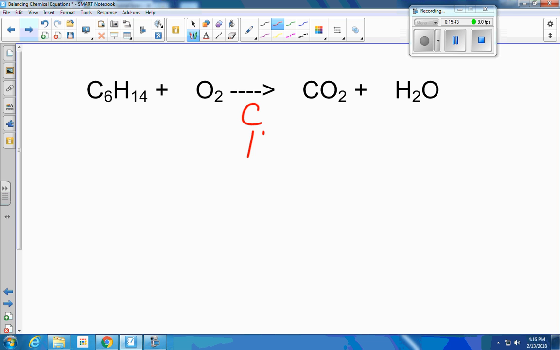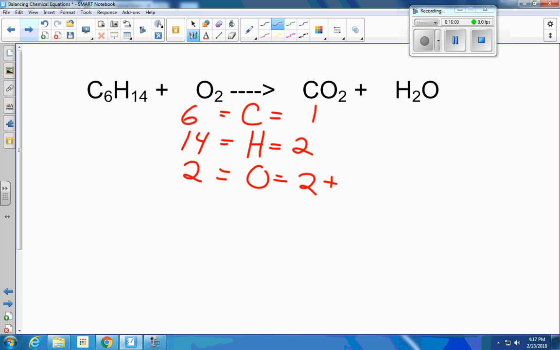I have carbon, hydrogen, and oxygen. On the left, I have 6 carbon, 14 hydrogen, and 2 oxygen. On the product side, I have 1 carbon, 2 oxygen, 2 hydrogen, plus 1 more oxygen. Now, according to the rule, I should start with hydrogen first. On the reactant side, I have 14 hydrogen, and I need 14 on the product side. So I'm going to multiply by 7. 2 times 7 is 14 hydrogen.